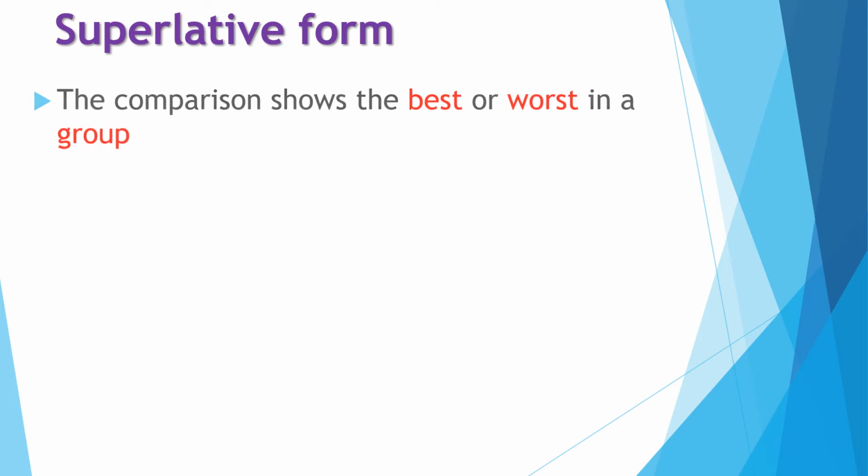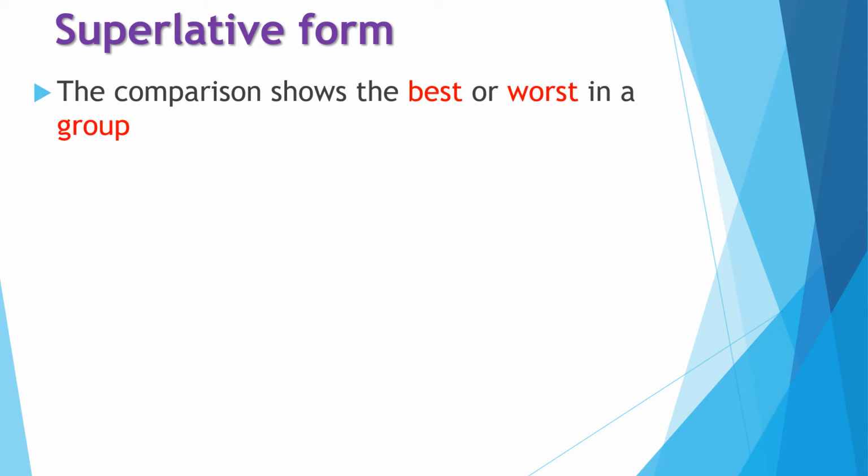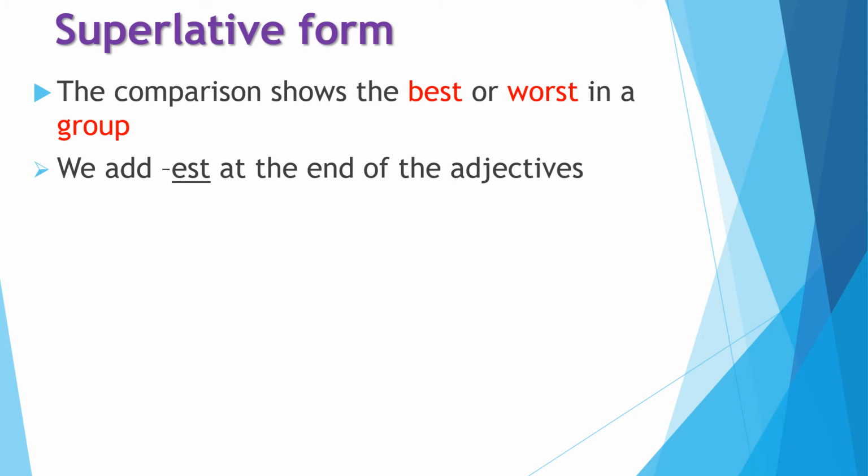That is superlative form. The comparison shows the best or worst in a group. So here we are comparing the person or anything among the group only, and we need to add est at the end of the adjective. Let's take an example.